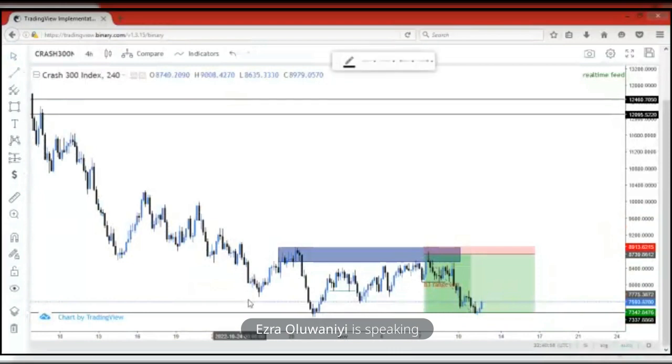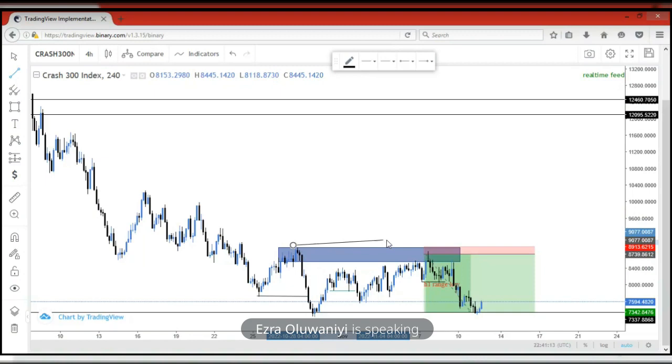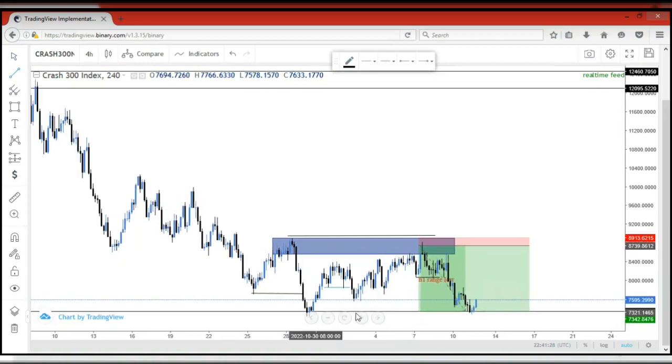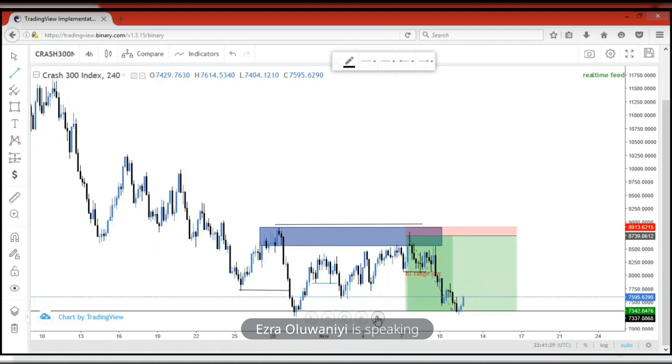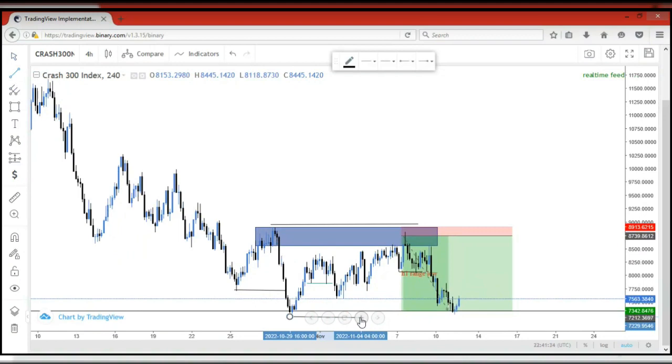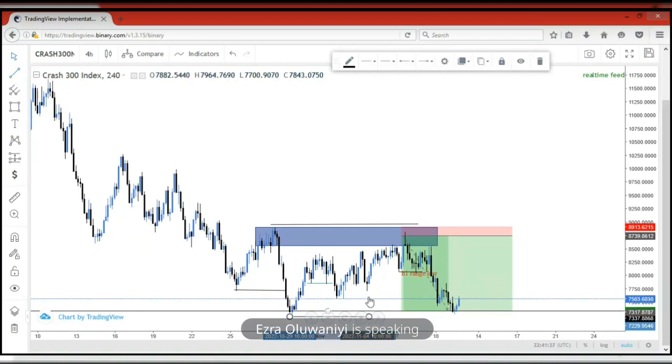This was the low. Then this is the high. I mean, the low I just marked is the previous low, the one that was broken. So this is the new high that was created, the new high that caused the new low to be created. So this is the last low.